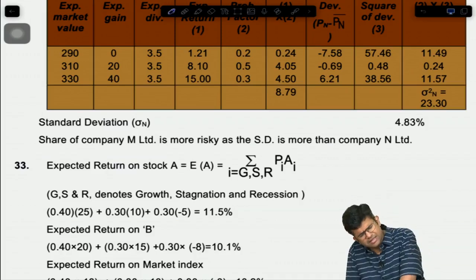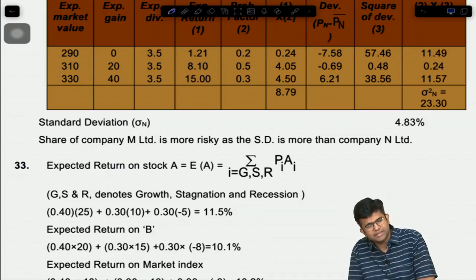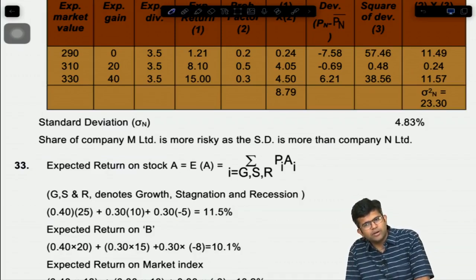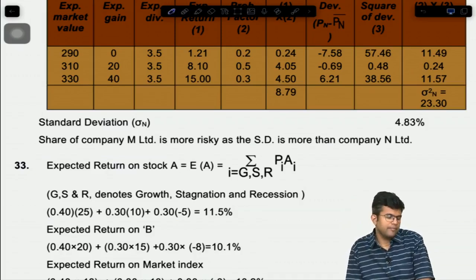They have asked this in the third point. Compare the risk, they are asking. Comparative risk in the question, no? Third point. That is why they are comparing.